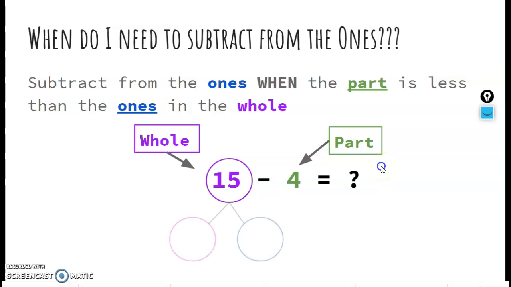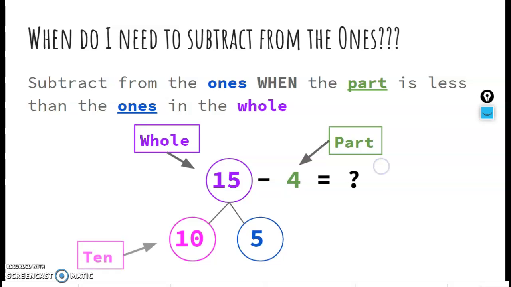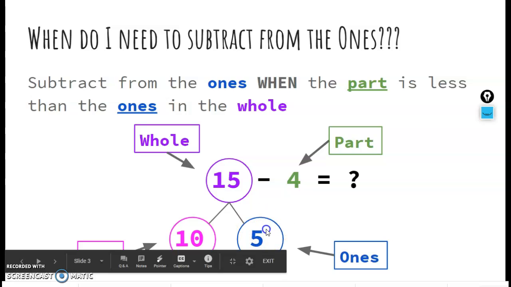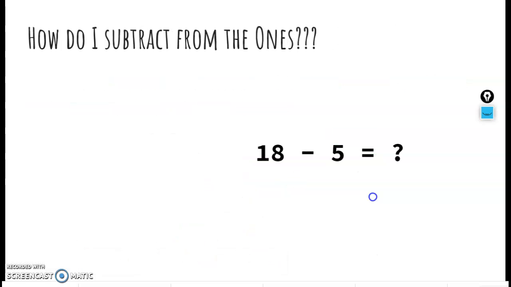Now, we know that we can break up the 15, though, into two different pieces because it's a teen number. We can break it up into 10 and 5. We just called that pink 10 the 10, and that 5, we can call that the ones. So the strategy we're learning today, subtracting from the ones, is really useful when the part, this 4 right here that I'm subtracting, is less than the ones, the 5, from the whole. This strategy will work really well with these kinds of problems. Here we go. Let's learn how to use this strategy.